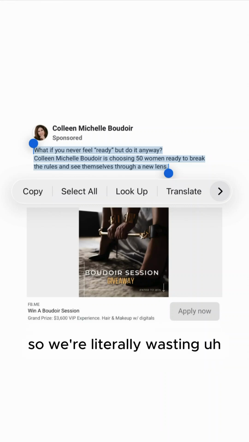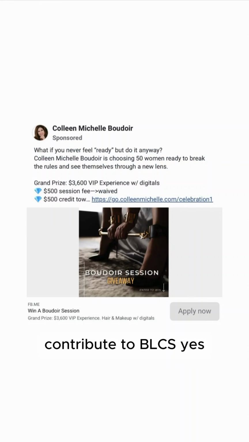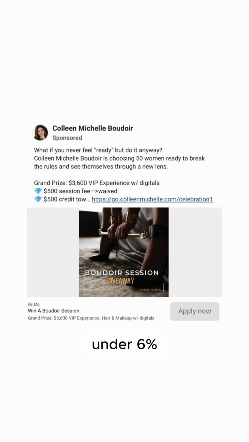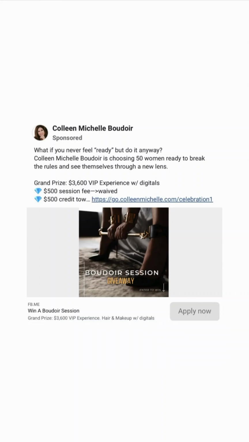So we're literally wasting all that ad spend. Looking at these 3 things that contribute to BLCS, yes, I do believe this boudoir Facebook ad has a unique CTR under 6%. Therefore, yes, I do believe it has BLCS, aka boudoir low click syndrome.